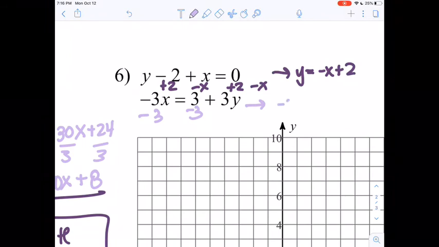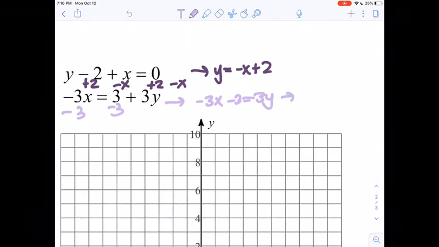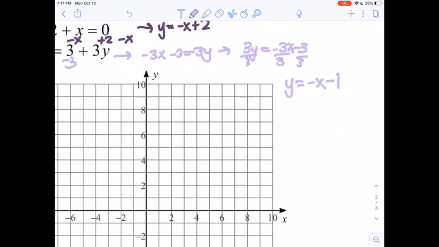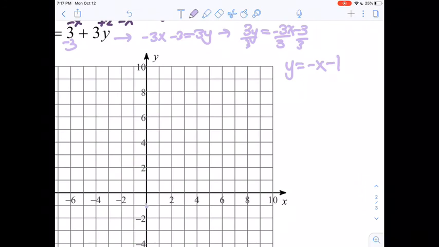So I get negative 3x minus 3 equals 3y. Again, if you want to flip this around, you can. So 3y equals negative 3x minus 3. Divide everything by 3. So y equals negative x minus 1. Okay, so I'm going to graph the light purple line first. So my starting point is negative 1, and my slope is negative 1.